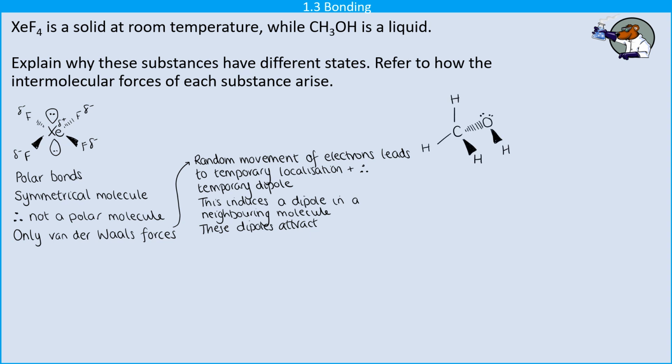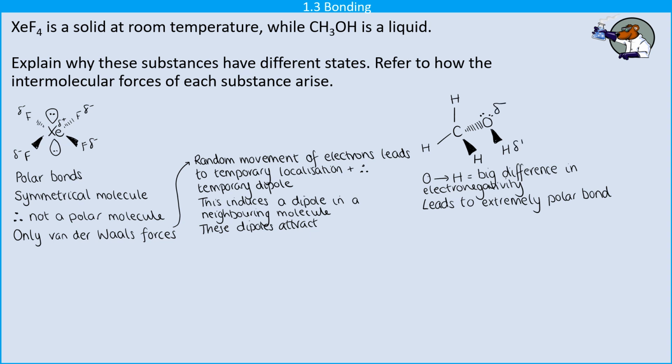Now, meanwhile, I've got my methanol. So again, I've drawn it out just so I can get a clear idea of what's going on here. And as we know, there's a huge difference in electronegativity between oxygen and hydrogen. So that's going to lead to an extremely polar bond. So again, we can show this with our delta positive and our delta negative.